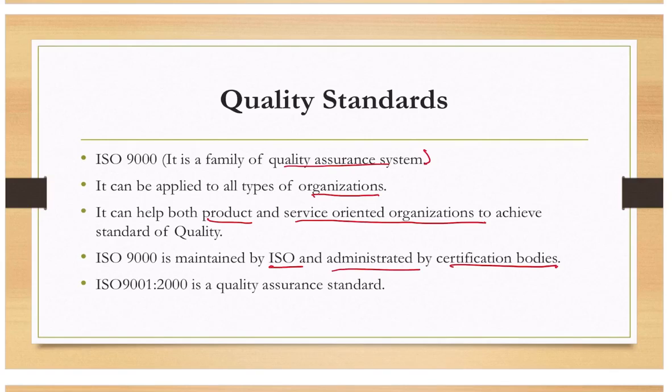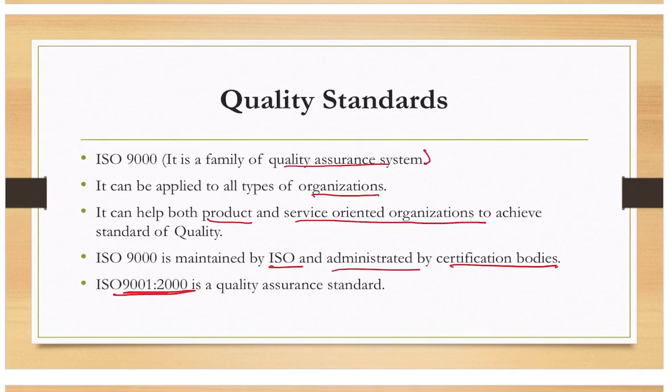For example, for a product we show the hallmark, that is ISO, right? So it is a certified body. That's why we can use ISO as a hallmark on every product, right? So basically, the standard we use in software engineering is ISO 9001:2000.